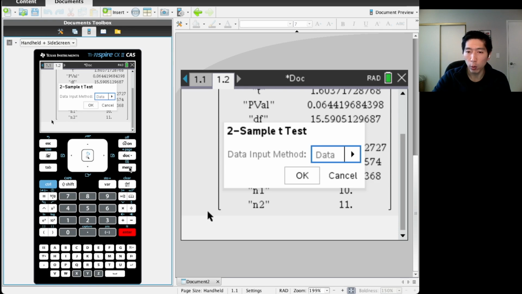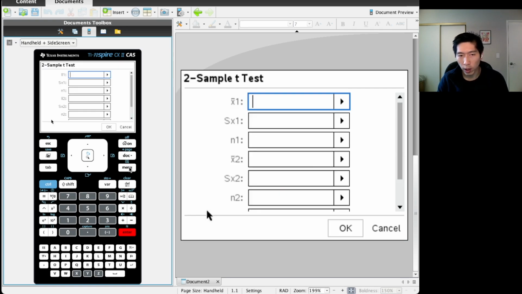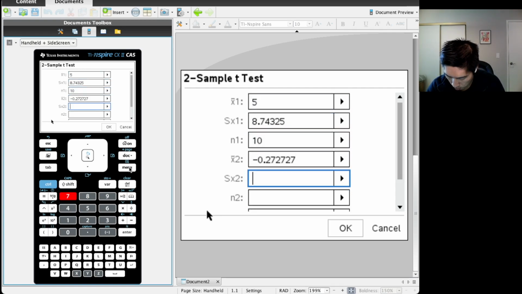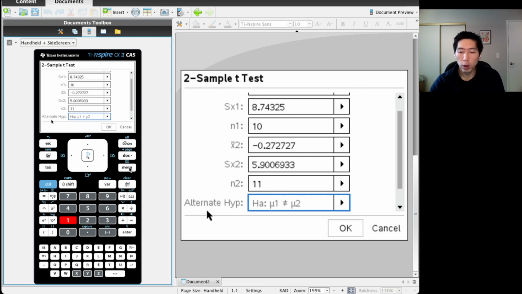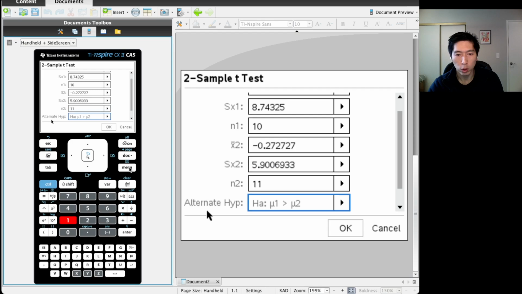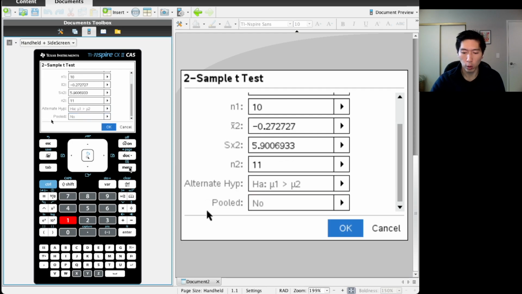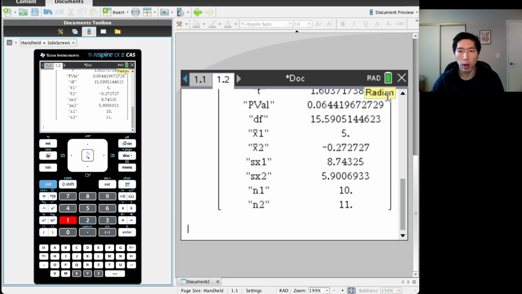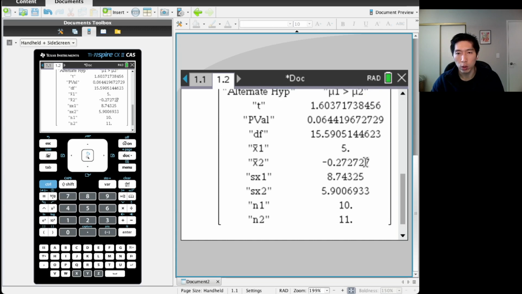If we don't have data and we're given stats, you choose the Stats button right there. And then you're going to have to enter all this information in. You want to make sure that your alternative hypothesis matches the previous one, that mu1 is greater than mu2. And then we could hit OK. And then you can compare and make sure that these values are very similar to the previous ones.